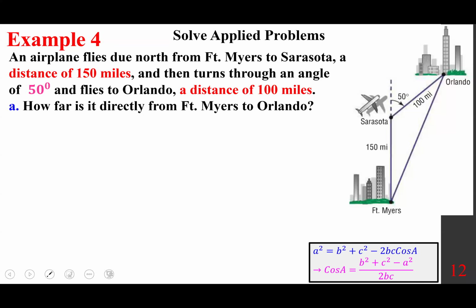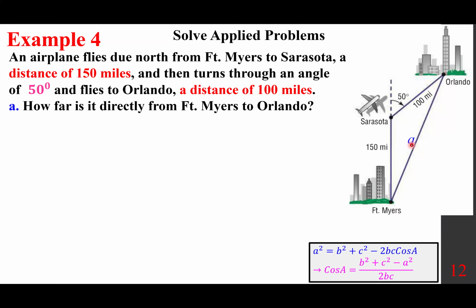Okay, here's the next application problem. An airplane flies due north from Fort Myers to Sarasota, a distance of 150 miles, and then turns through an angle of 50 degrees to Orlando, a distance of 100 miles. How far is it directly from Fort Myers to Orlando? That's what we are interested in calculating.